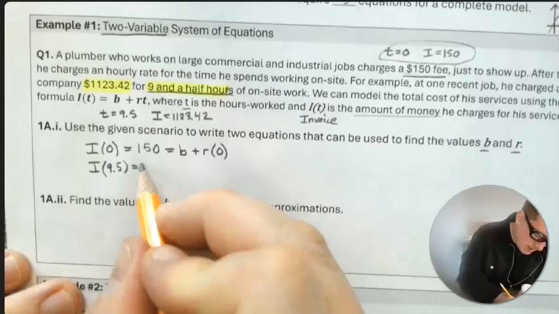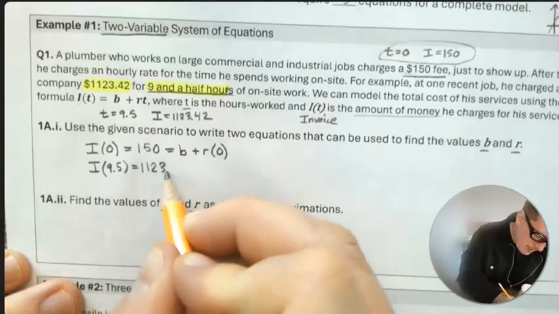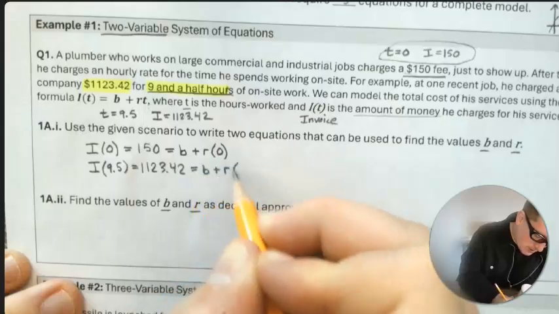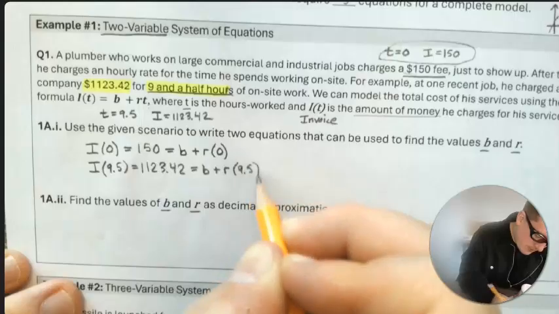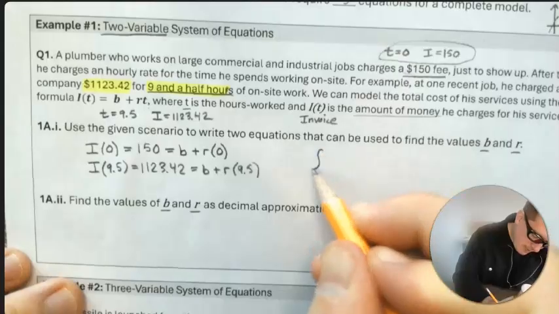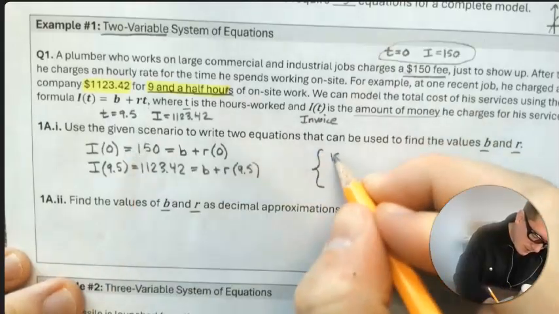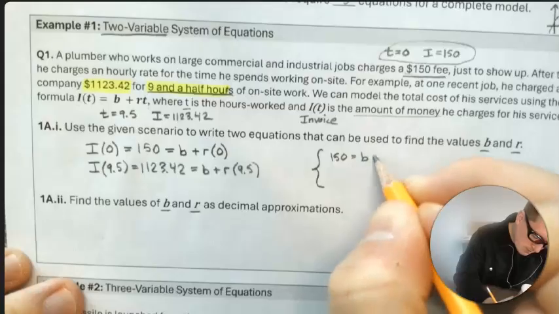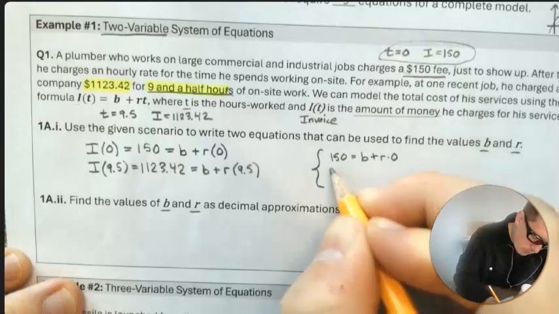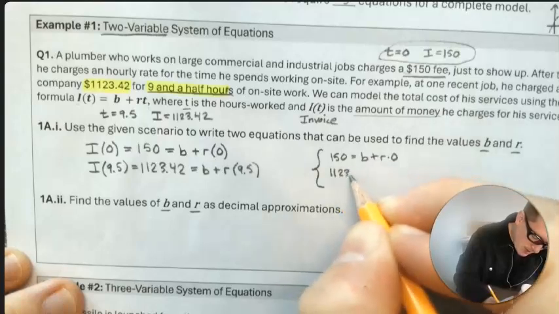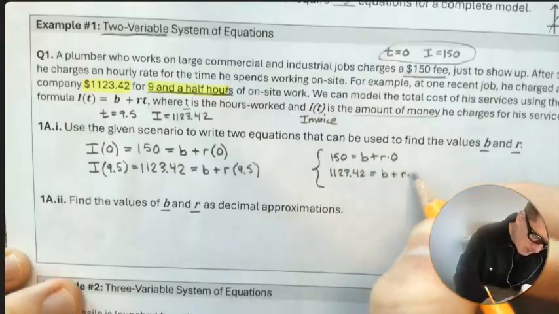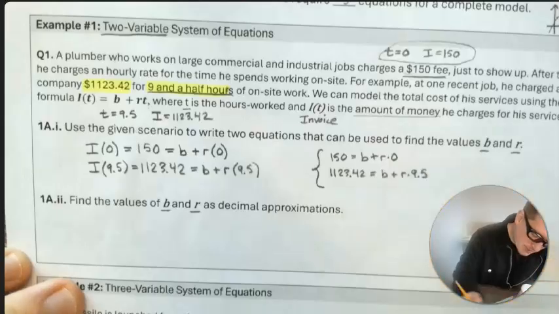And that should come out to be 1123.42. And that means B plus R times 9.5. Okay, so let me summarize my answer here. I have this equation. I have 150 equals B plus R times 0. And I have 1123.42 equals B plus R times 9.5. That's my system of equations.